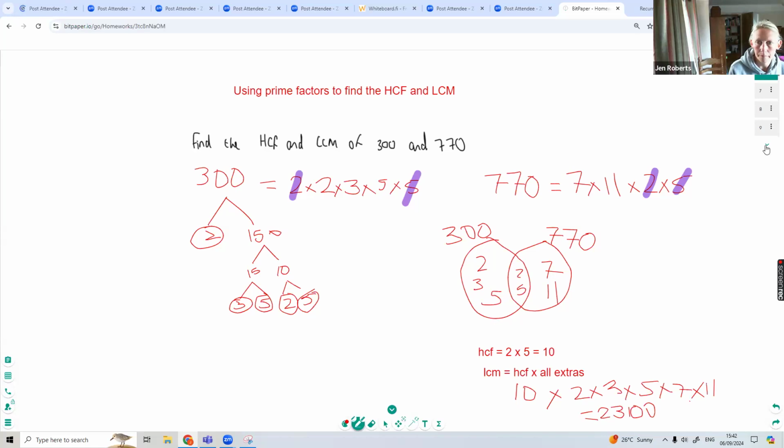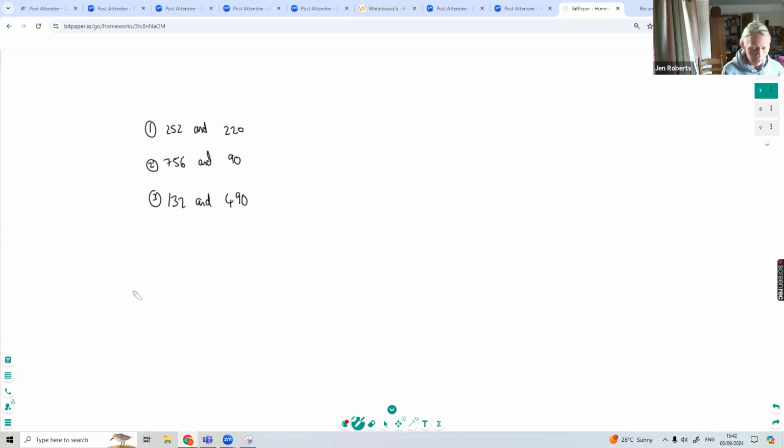What you could do now is put me on pause and have a go at these 3, just to see if you can get them right. I'm not going to go through the method of finding the prime factors. I'm just going to write the prime factors straight on and use them to get the HCF and LCM. For question 1, your prime factors for 252 are 2 times 2 times 3 times 3 times 7. And I'll just double check that.